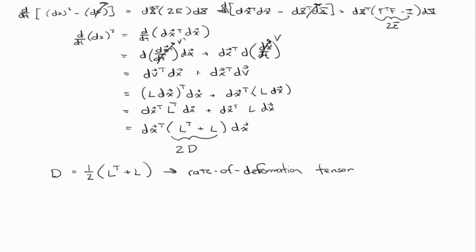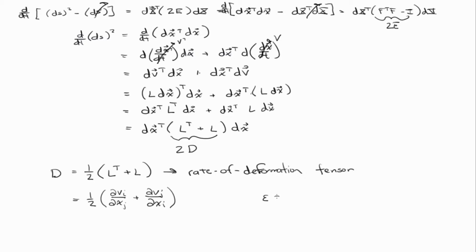Yeah, so this is the symmetric part of the velocity gradient, and in index notation you have that 1/2 (∂v_i/∂x_j + ∂v_j/∂x_i), right? And you'll notice, remember we defined the small strain.